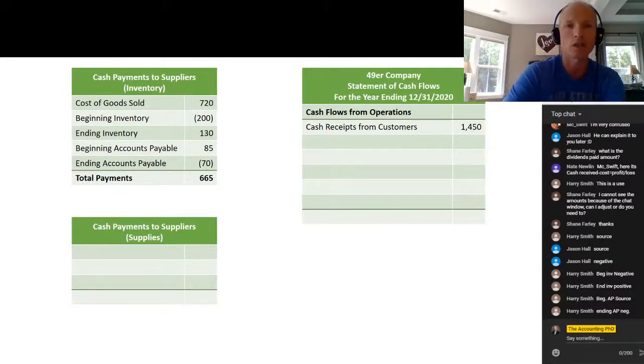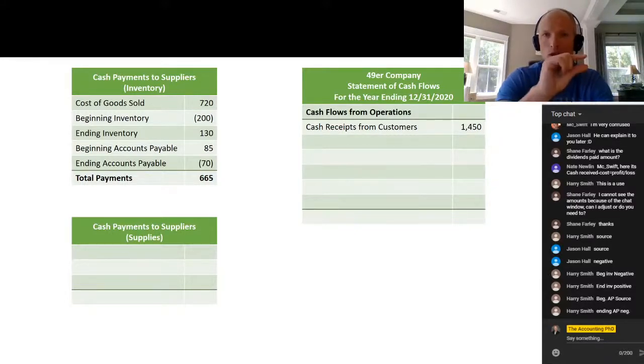Again, suppliers related to my inventory. Now, as far as the treatment of accounts payable, I always include it with the payments for inventory. However, we're all aware that there may be accounts payable related to other items. In this particular case, we're always going to put accounts payable in with the cost of goods sold and inventory account. We're going to always relate them together.